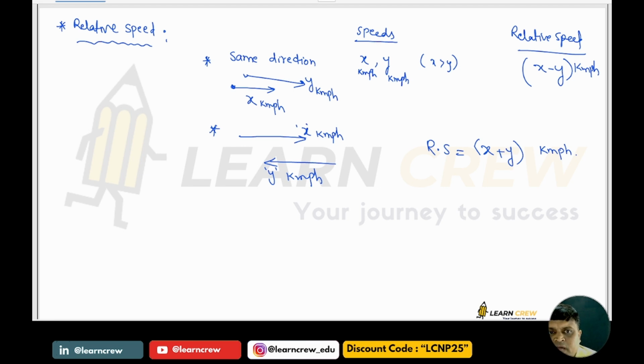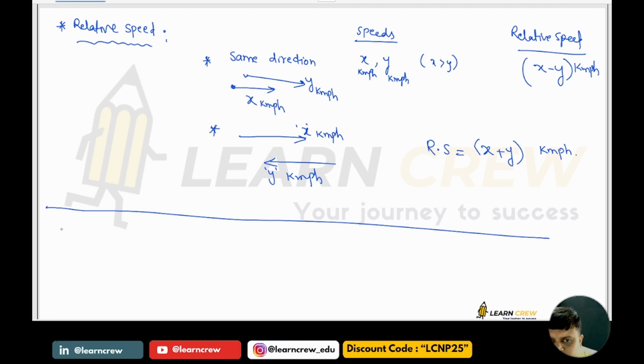The concept of uniform speed comes when there is only one object, one speed. The concept of average speed arises when one object covers the distance with multiple speeds. Relative speed arises when different objects travel with different speeds, may be in the same direction or in the opposite direction. This is the basics of time and distance: what is time, what is distance, what is speed, and what are the different types of speed.